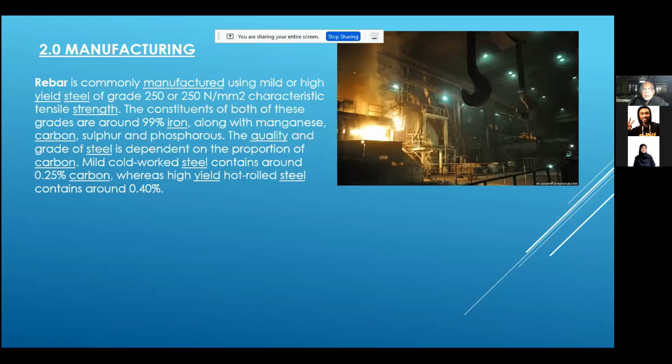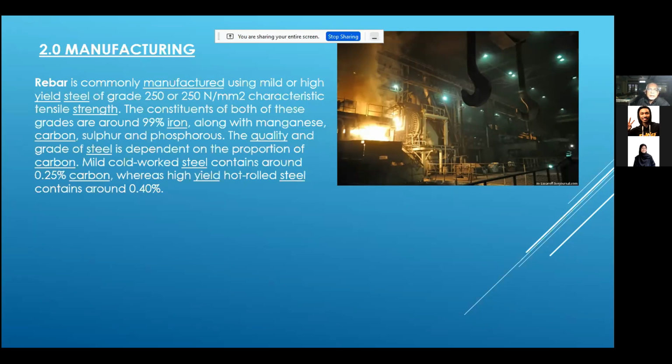Manufacturing. Rebar is commonly manufactured using mild or high yield steel. It's also mild steel. Of course, you have some grades there, but you don't have to remember the grades. They are characterized by tensile strength. The constituents of both of these grades are basically 99% iron, along with manganese, carbon, sulfur and phosphorus. The quality of the grade of steel depends on the proportion of carbon. So carbon takes the highest? Oh, no, the smallest. Yeah.